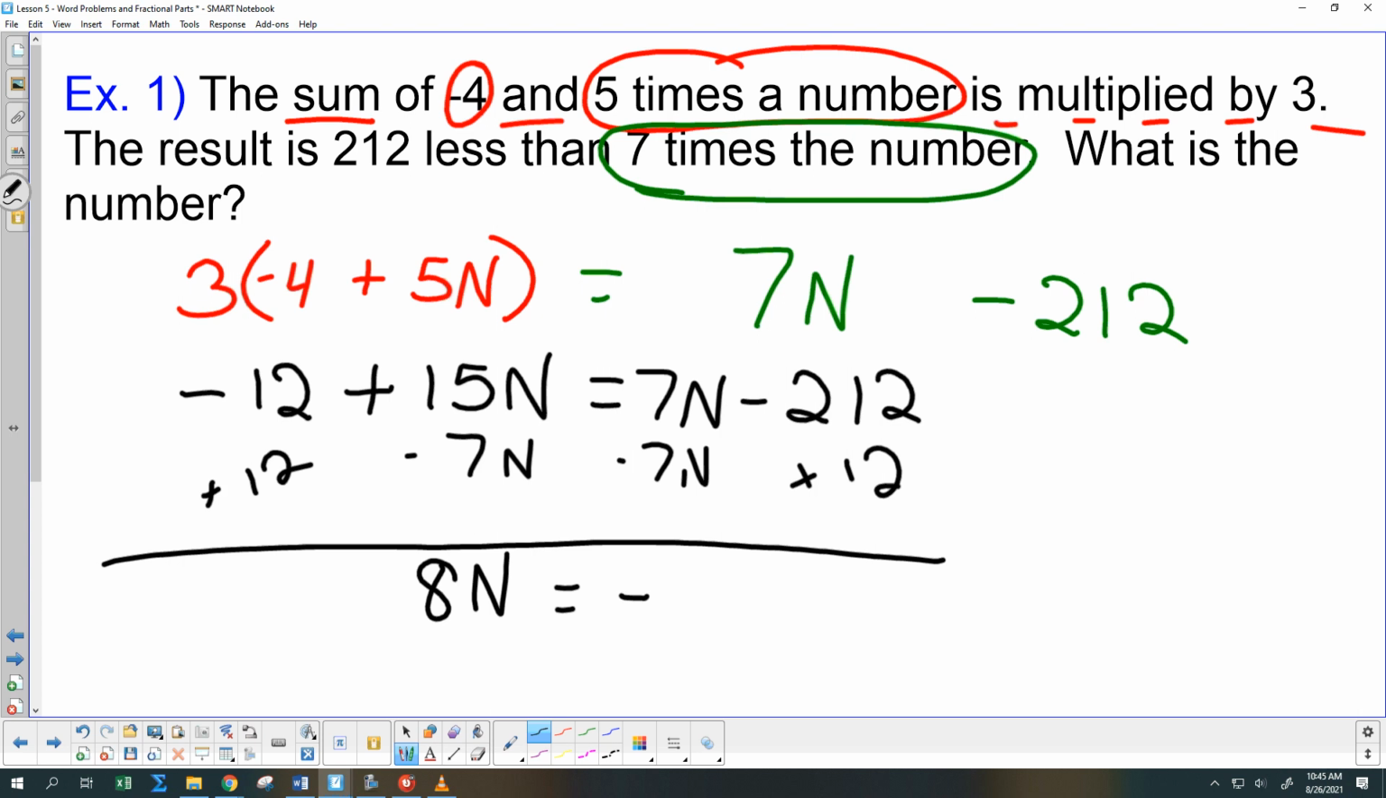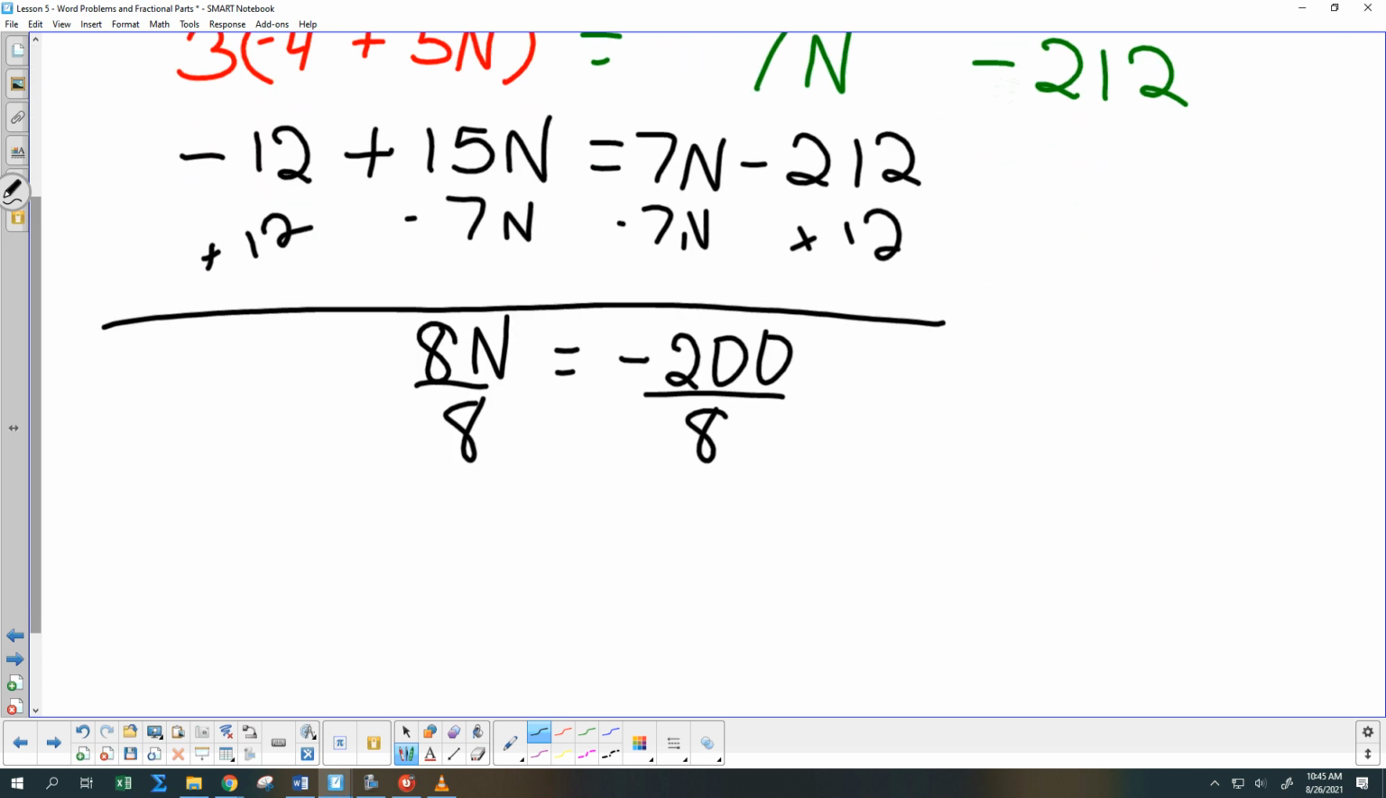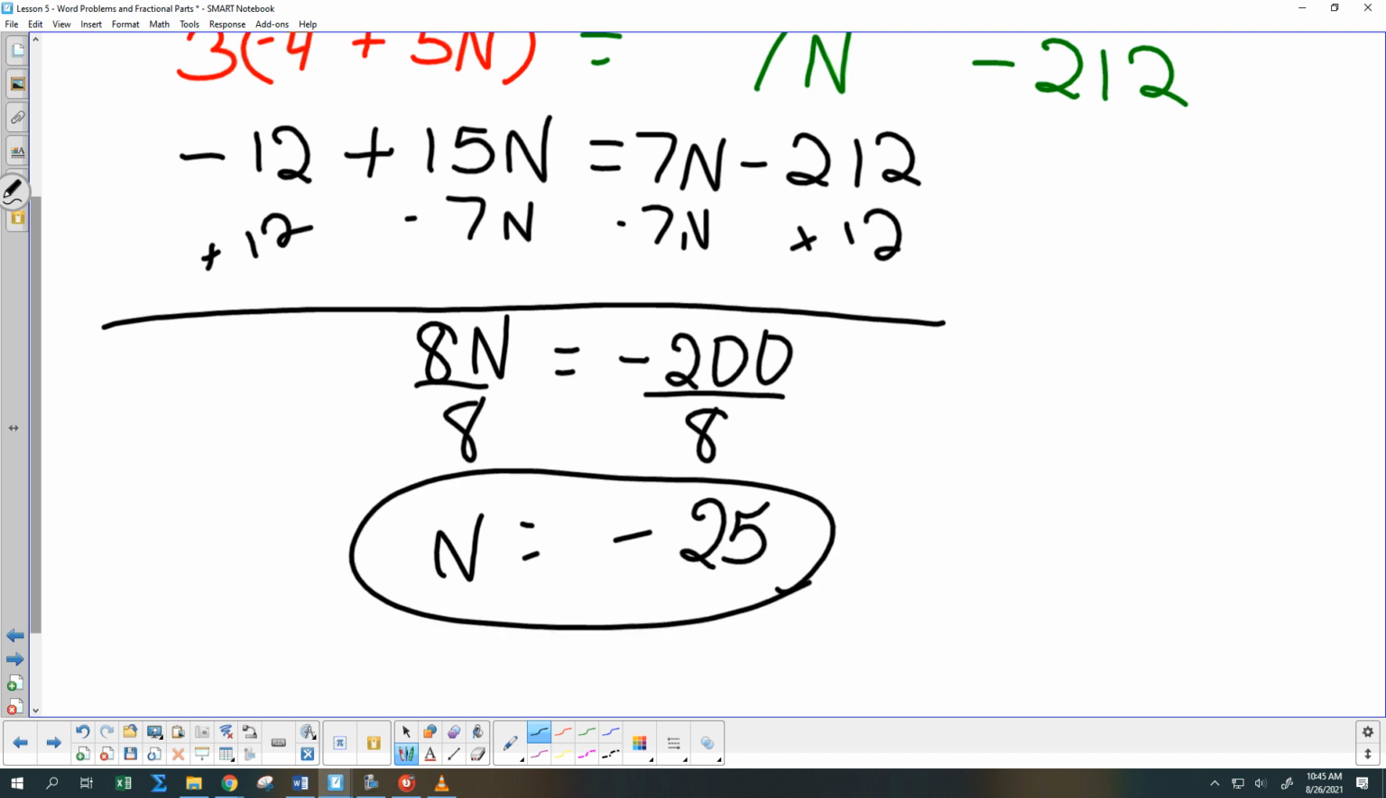So I have negative, what is that, 200? And if I divide both of those by 8, negative divided by a positive does give me a negative, and that would come out to be 25. So -25. So great job with that. Next one.